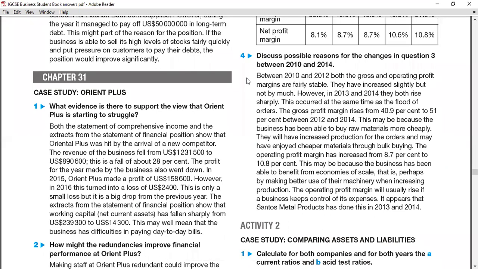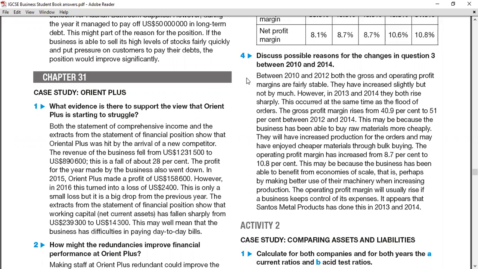Between 2010 and 2012, both the gross and operating profit margins are fairly stable. They have increased slightly, but not by much. However, in 2013 and 2014, they both rise sharply. This occurred at the same time as the flood of orders. The gross profit margin rises from 40.9% to 51% between 2012 and 2014.